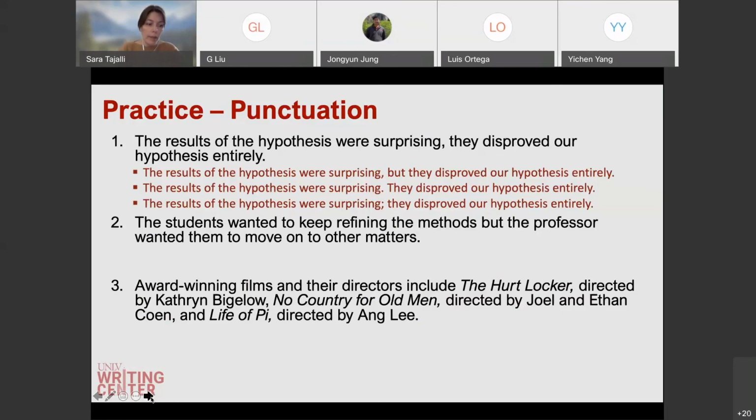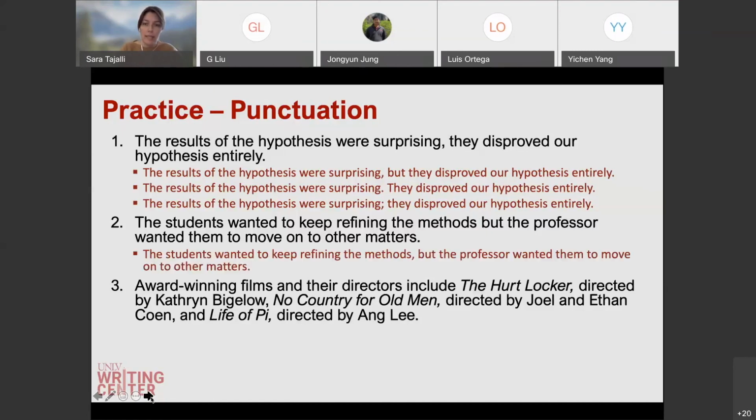All right, what about this next one? The students wanted to keep refining the methods, but the professor wanted them to move on to other matters. Yes, all we need is a comma. Okay, award-winning films and their directors include The Hurt Locker, directed by Catherine Bigelow, No Country for Old Men, directed by Joel and Ethan Coen, and Life of Pi, directed by Ang Lee.